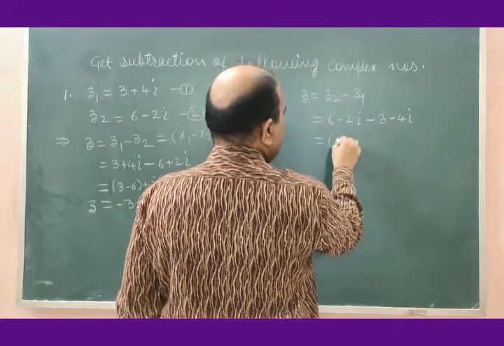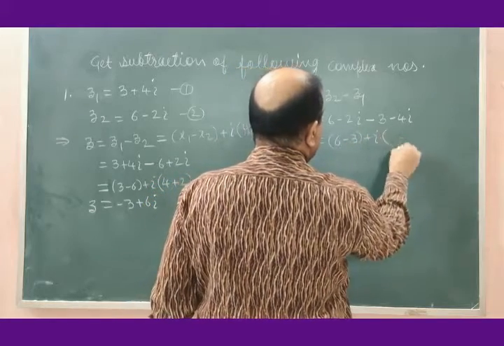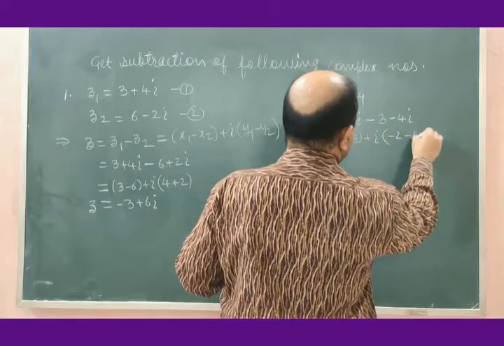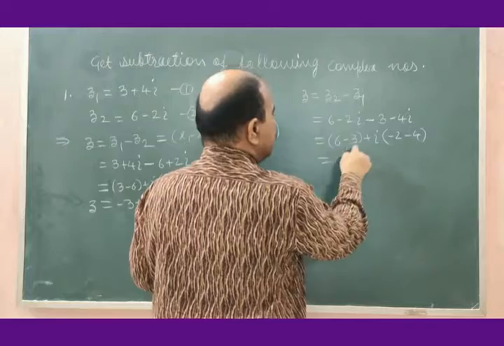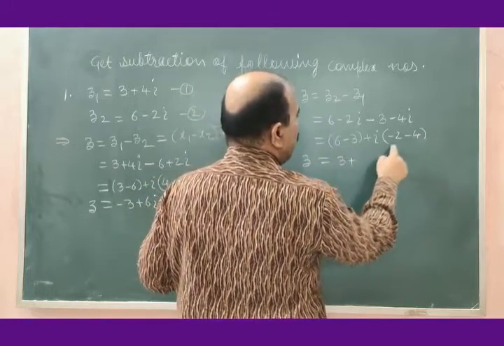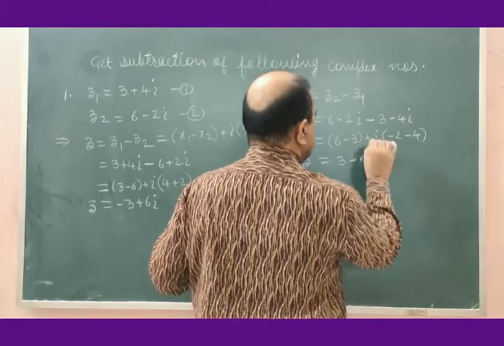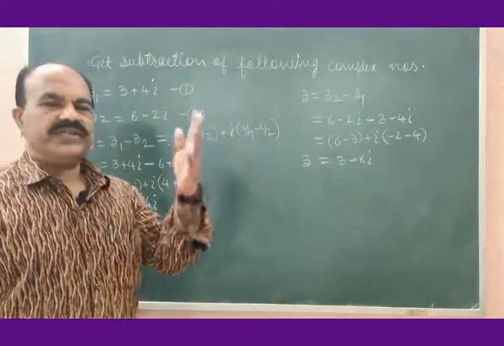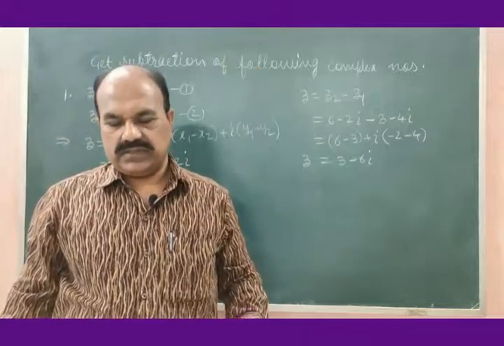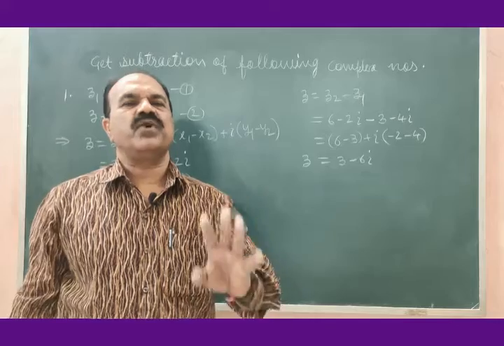Take real parts together, 6 minus 3, plus I taken common, minus 2 minus 4. 6 minus 3 is 3, plus minus 2 minus 4 is minus 6. Okay, so it is very simple. You can work out a number of such problems on subtraction of complex numbers.